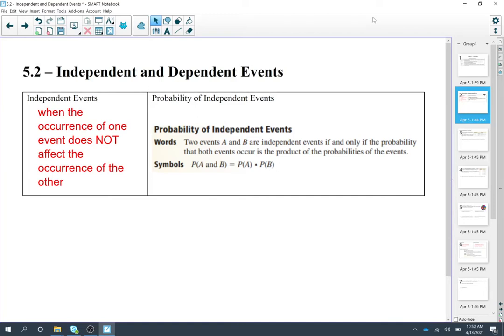5.2, independent and dependent events. Starting with an independent event. Independent events are when the occurrence of one event does not affect the occurrence of the other. So let's think about this for a minute. We're going to discuss an example here, and we're going to talk about flipping two coins.